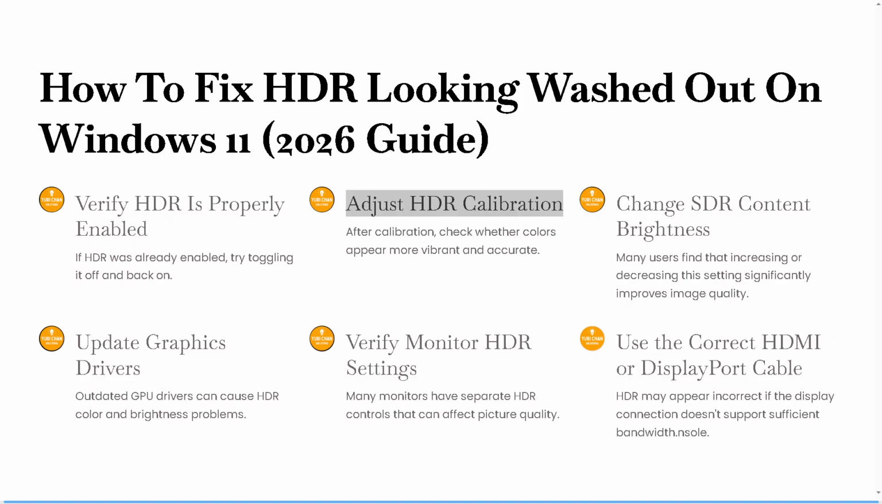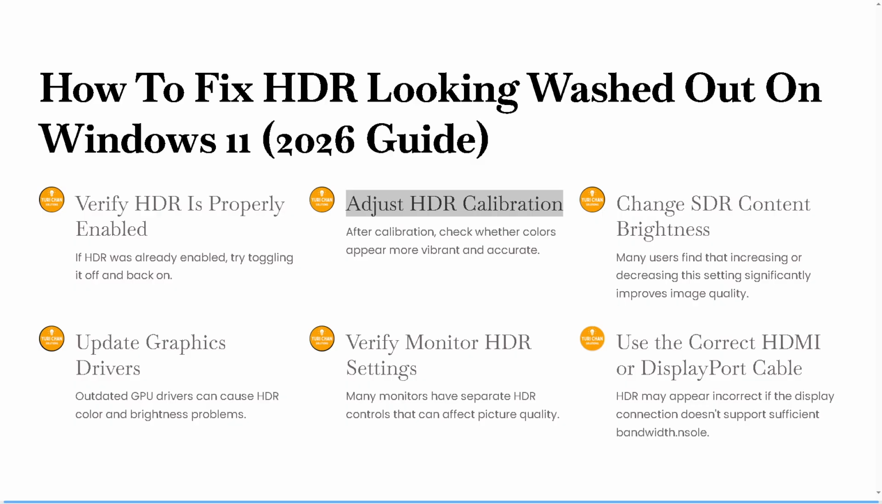Incorrect HDR calibration is one of the most common causes of washed out visuals. So open the Microsoft HDR Calibration app, follow the on-screen calibration steps, and adjust brightness, contrast, and color settings carefully. Then save the new HDR profile. After calibration, check whether colors appear more vibrant and accurate.